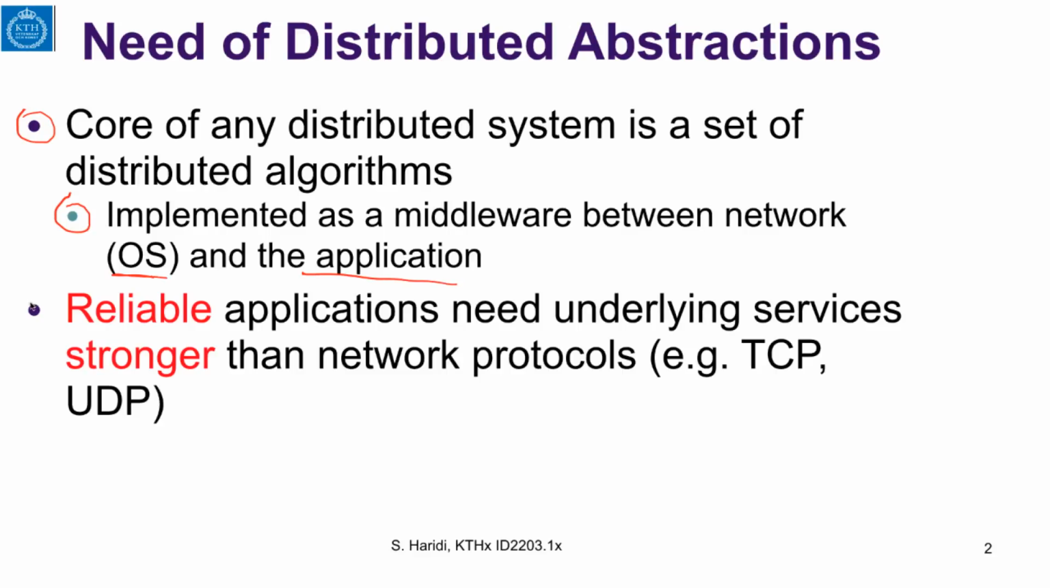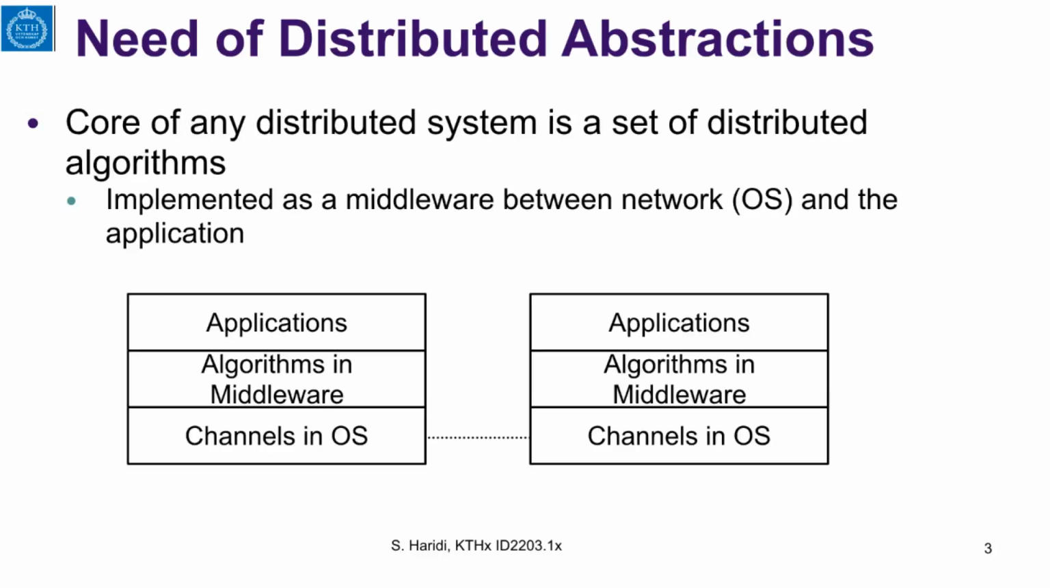A reliable, fault-tolerant application will need underlying services that are stronger than network protocols like TCP and UDP. So here we see the network provided by the operating system, and here is the application level. And between these, we have core distributed services implemented by distributed algorithms.